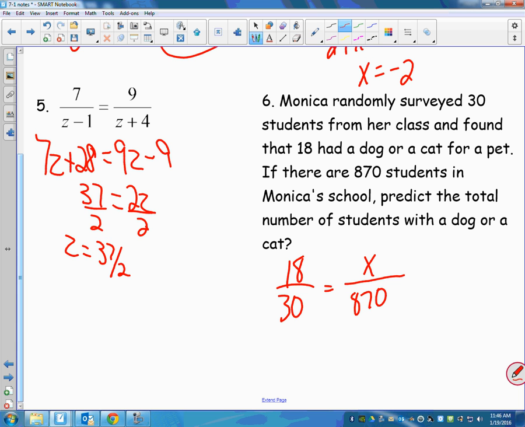There are other ways to set this up, but you could do 18 over x equals 30 over 870. You have those, but I agree, this is how I would set that too. But just know there's like 4 different things that are equivalent when you're setting these up, as long as you have the means and the extremes go together. You have a question on setting that up? So once you set it up right, it's just solving it.